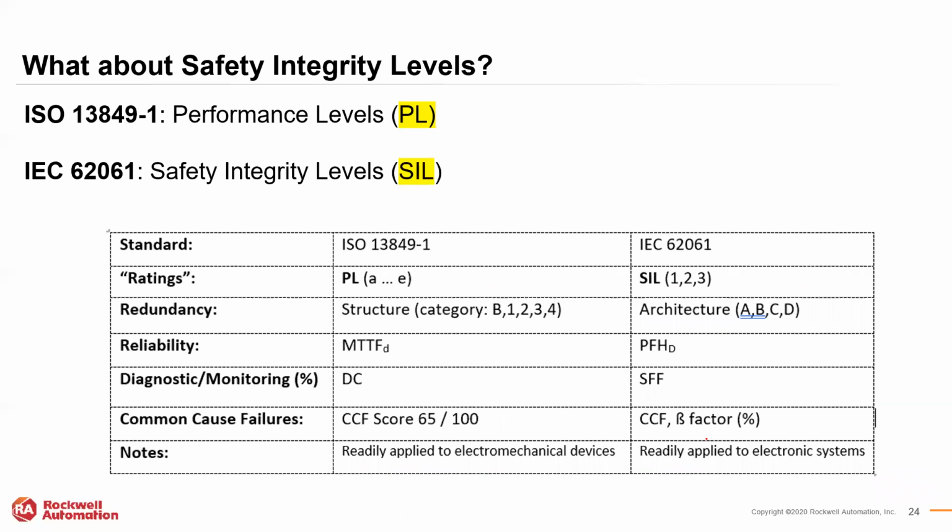Just a comparison of some of the differences between these two standards. Again, we use performance level in 13849, PLA through E. We use safety integrity level, or SIL 1, 2, or 3 in 62061. There are different terminologies for the redundancy, like we call it structure or architecture, category or ABCD, mean time to failure, and probability of failure per hour. So there are some different terminologies, but they essentially accomplish the same end result: how safe is our system for long enough?